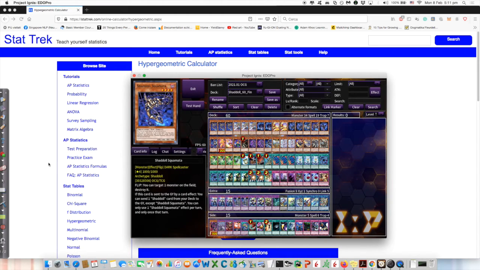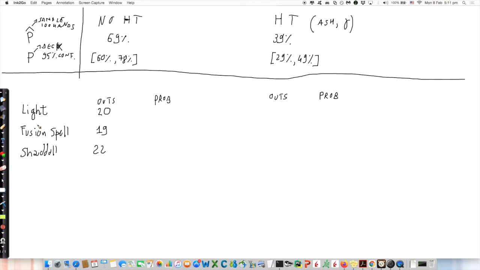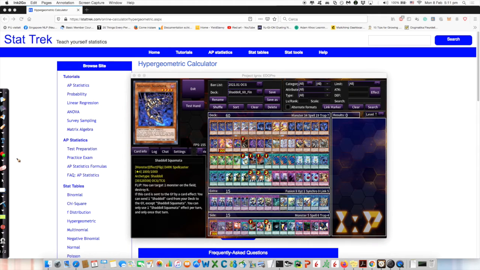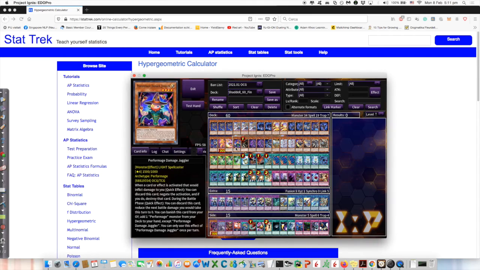Okay, so what we do, we write here 13. So you see that now we consider hand trap, we drop from 20 to 13. It's quite a big drop, huh? What about fusion spells? Okay, let's see.